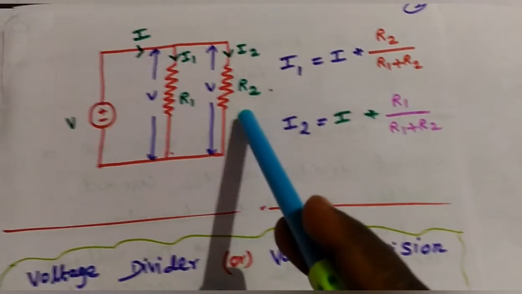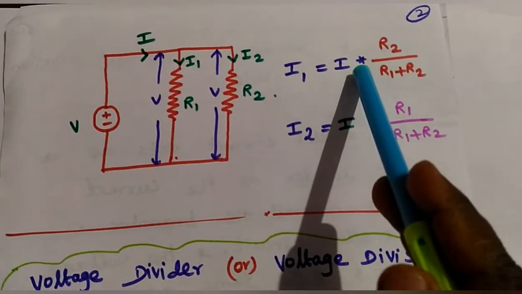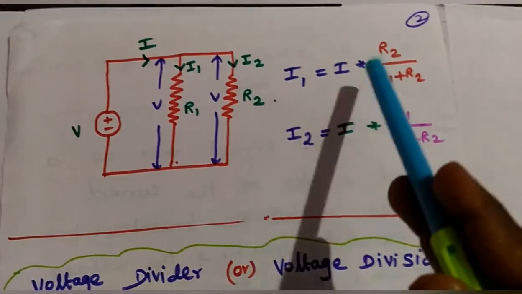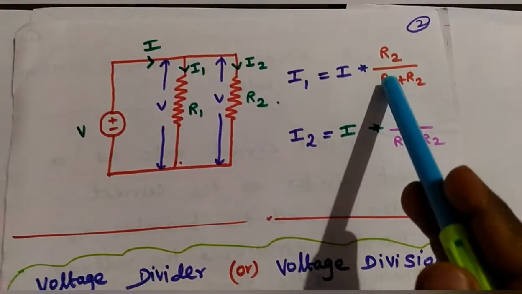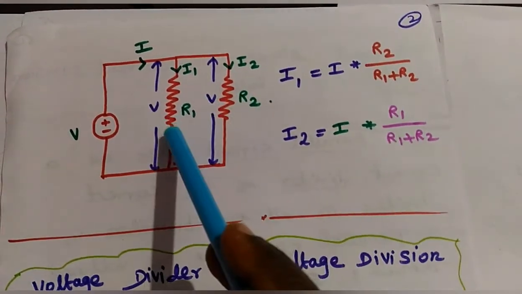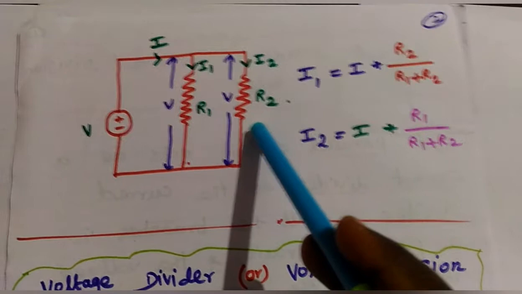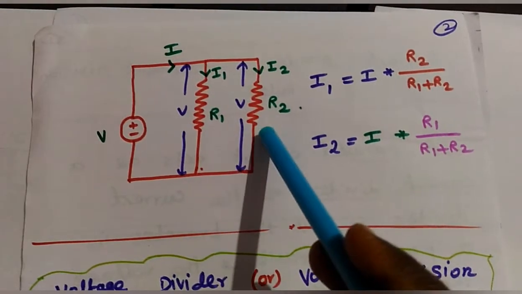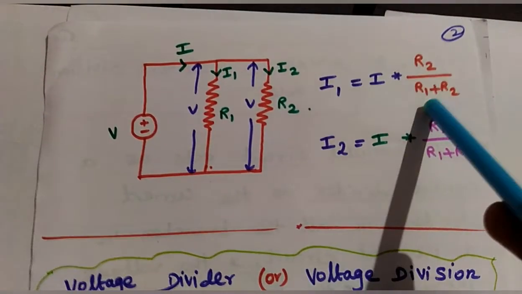The resistance opposite to R1 is nothing but R2. So I1 equals the total current I times the resistance opposite to R1, which is R2, divided by the total resistance in that network, R1 plus R2. Here we should not apply the parallel combination of resistances; just add the resistances in the parallel network, and that is the total resistance.